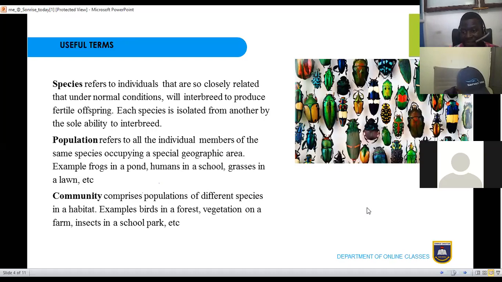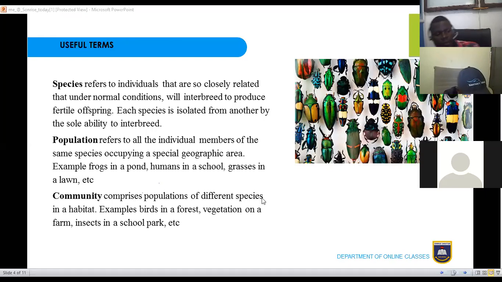But if you take a lion and a tiger, no matter how closely they resemble, they will not be able to reproduce fertile offspring. I think that should be okay for you with this, because we have looked at it some time back.